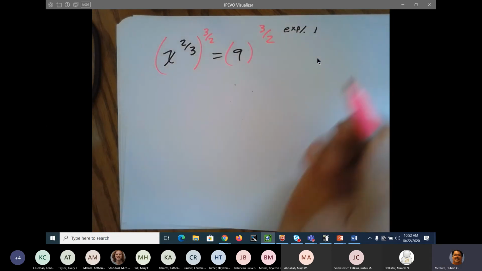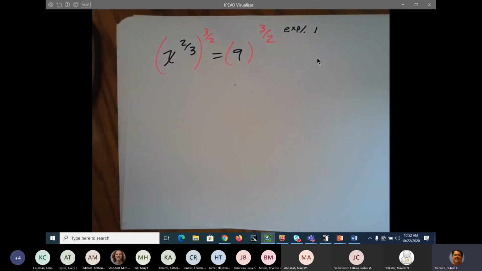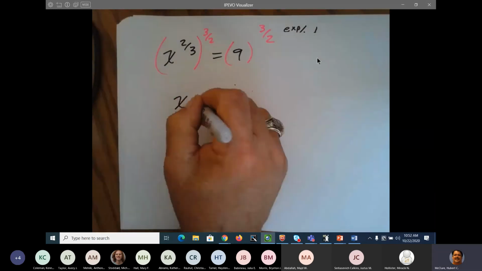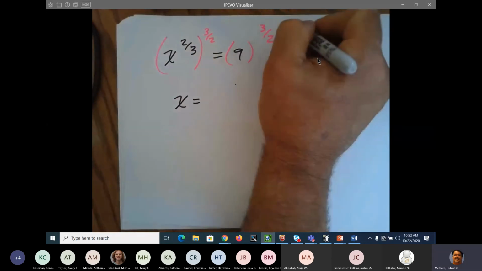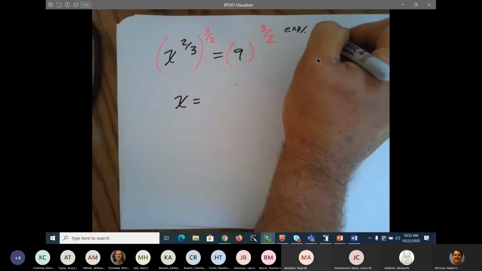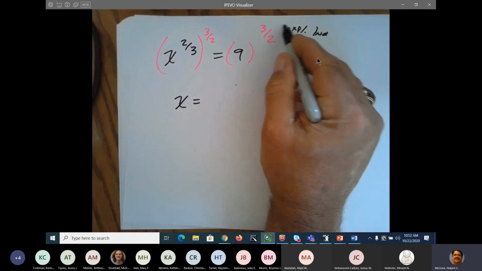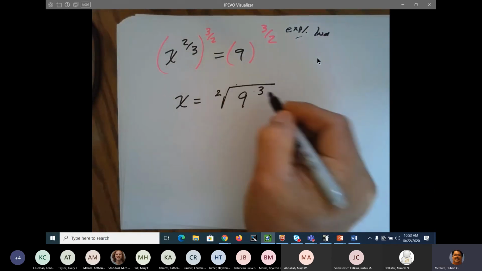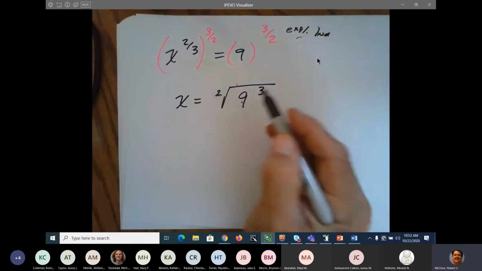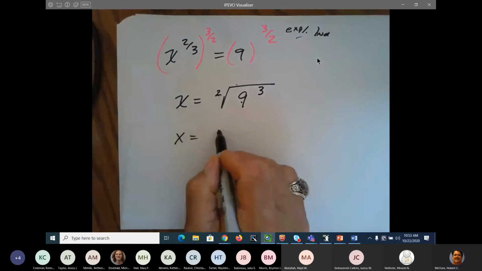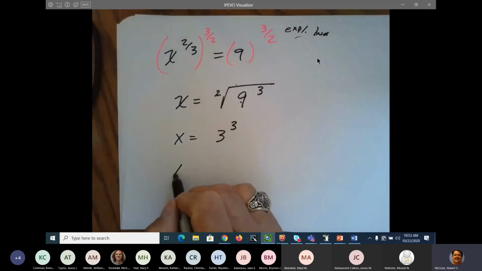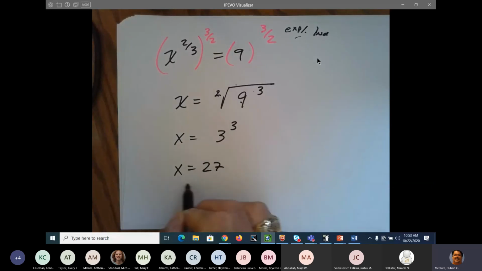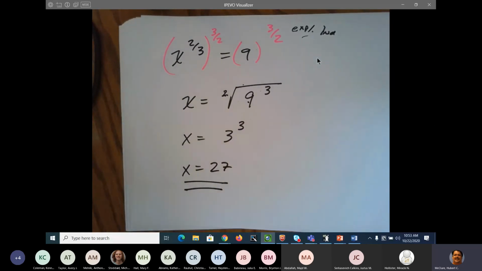And that's going to give me x is equal to exponent over index. So that's the exponent, and that's the index. So that's going to be the square root of 9 to the 3rd power. The square root of 9 is 3. And 3 to the 3rd power is 27.